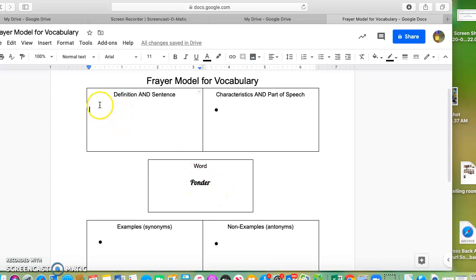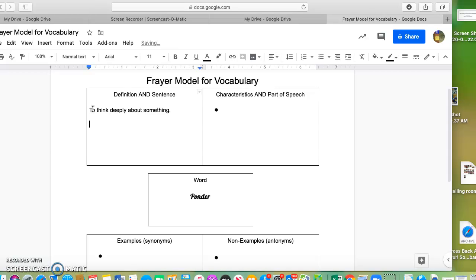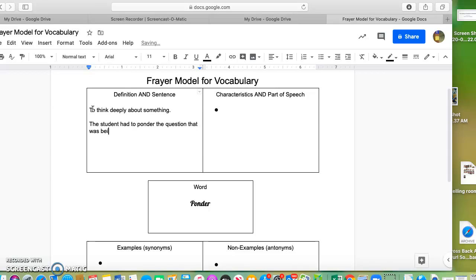So I type the word ponder and go up to the definitions. I'm going to write a definition for the word ponder, and it is to think deeply about something. And then below that, I will give a sentence using the word. So the student had to ponder the question that was being posed. So right there, that box is finished. You have the definition, to think deeply about something, and then you have a sentence using that word.